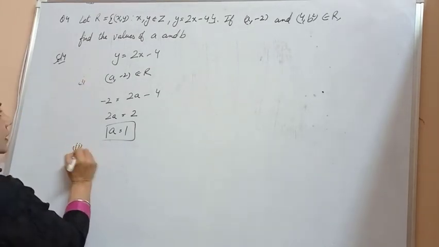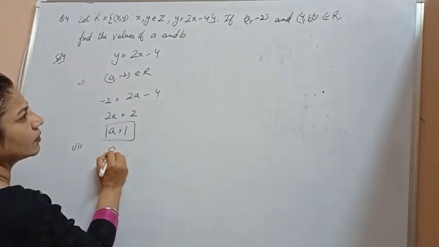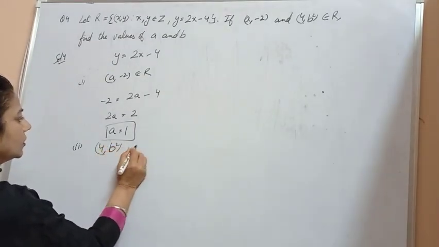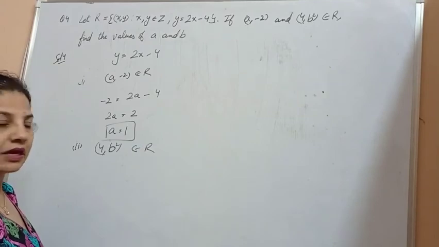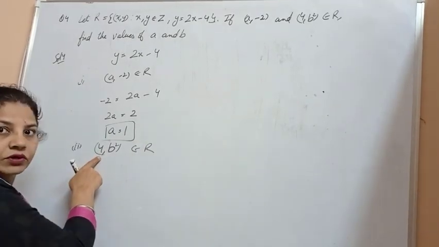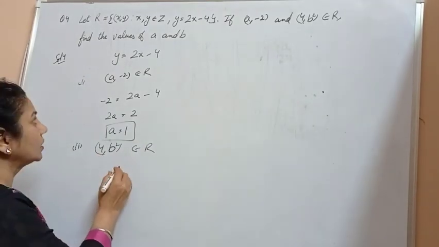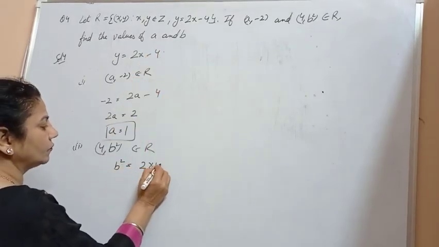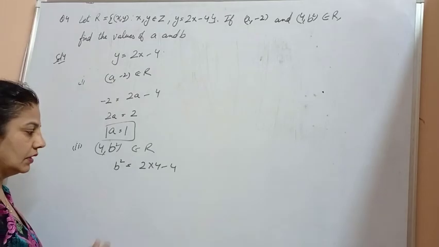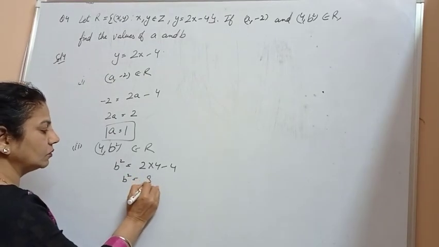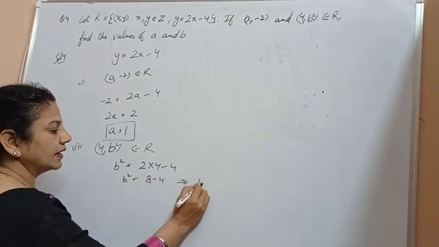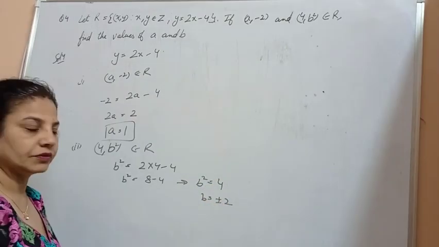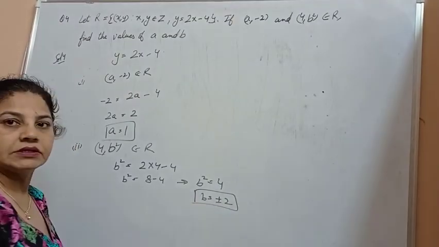Also I have (4, b square) belongs to R. That means the value of x is 4 and y is b square. So from this relation I have b square is equal to 2 into 4 minus 4. That means b square is equal to 8 minus 4, which implies b square is equal to 4, b is equal to plus minus 2. The value of b is plus minus 2.